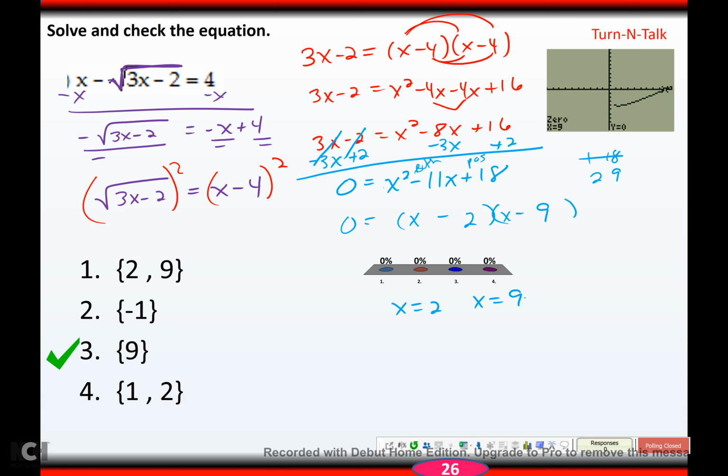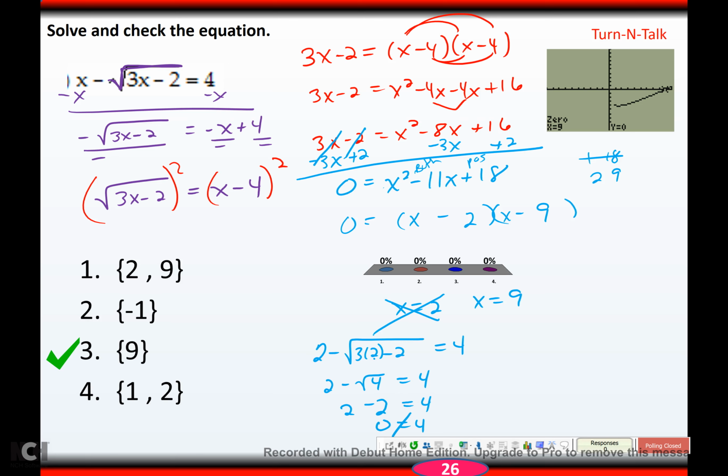If I test them, if I plug 2 back in, 2 minus the square root of 3 times 2 minus 2 equals 4. That is 6 minus 2 is 4. Square root of 4 is 2. 2 minus 2 is 0. 0 does not equal 4, so I have to throw it out.